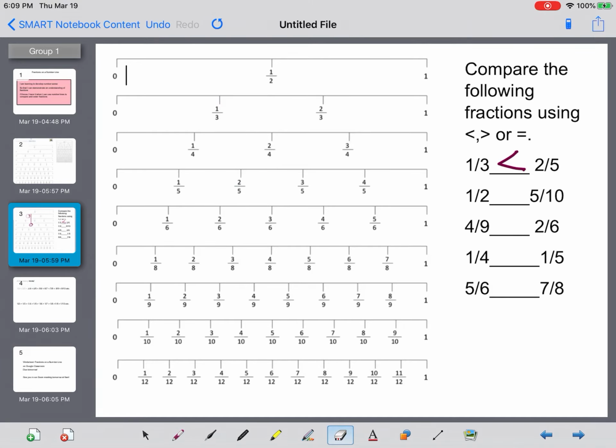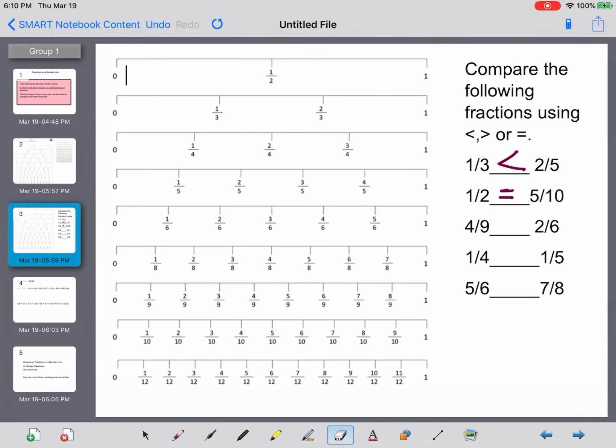Okay, next we're going to compare 1/2 to 5/10. So 1/2 is right here, and 5/10 is right here. And if we line those numbers up, I'll do my best to draw a straight line, we can see that they're actually equal to each other. So we're going to put an equal sign there.